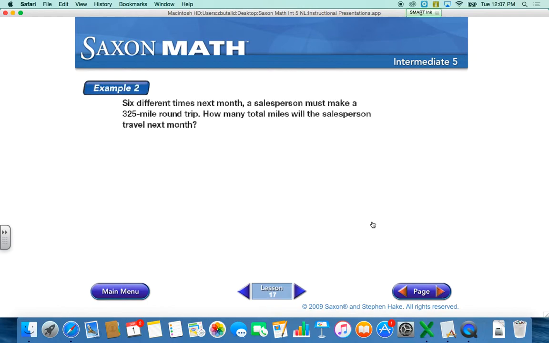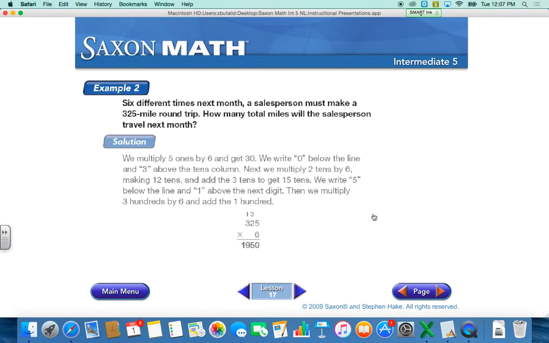All right, example number 2. It says 6 different times next month a salesperson must take a 325-mile road trip. How many total miles will this salesperson travel next month? The way that they solved this was they multiplied the 5 by 6 and got 30.